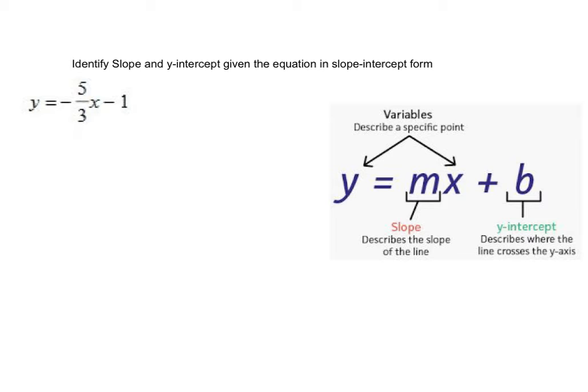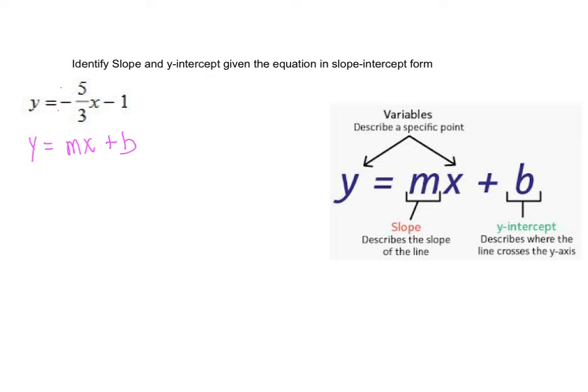Whenever we are given an equation written in slope-intercept form, we can quickly identify the slope and the y-intercept. We need to remember that x and y are just variables that are there to represent any set of ordered pairs that is true for the equation. So what makes the equation unique to a specific line is the slope and the y-intercept.